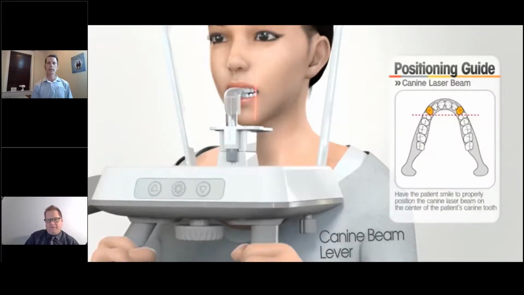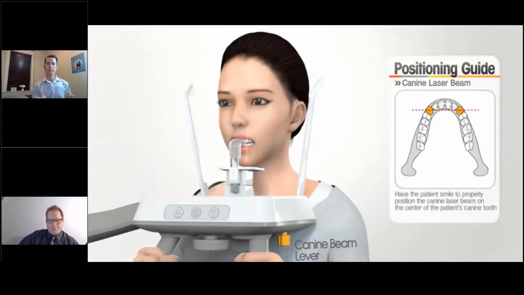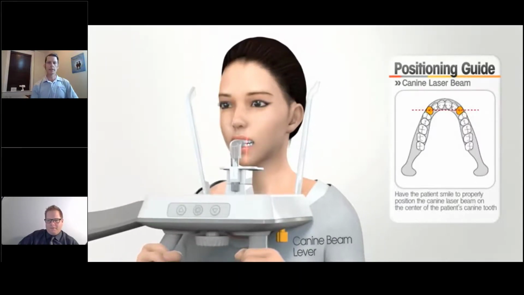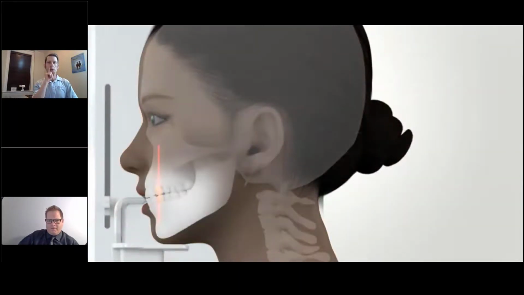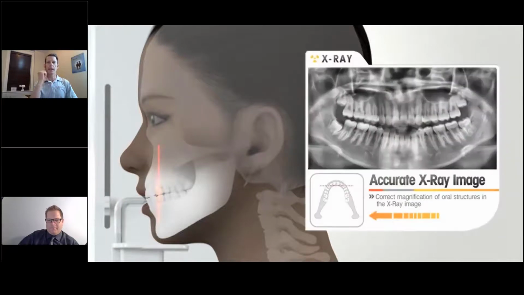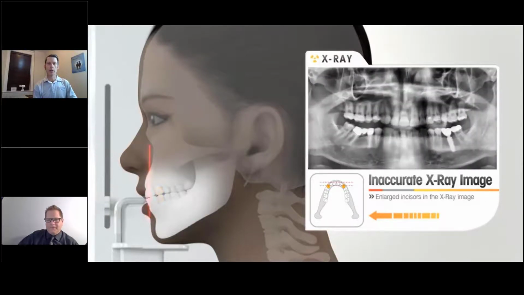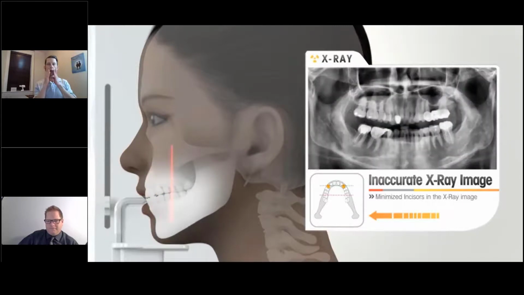Right. Now the next thing we're going to talk about is the canine beam. Center of the canine, and we're talking about the focal trough. That's right in the center, and we have that nice clear anterior. Look what happens if it goes too far mesial, or too far in front of that: we get our blurry anteriors again. Or too far posterior, we get everything crowded. So those are going to be some really important things.